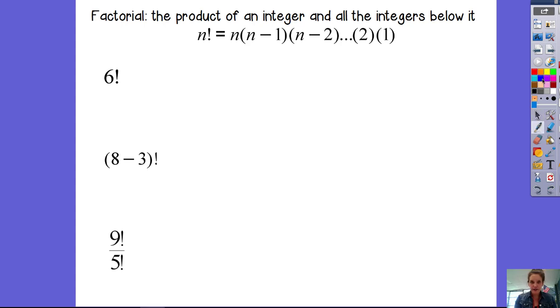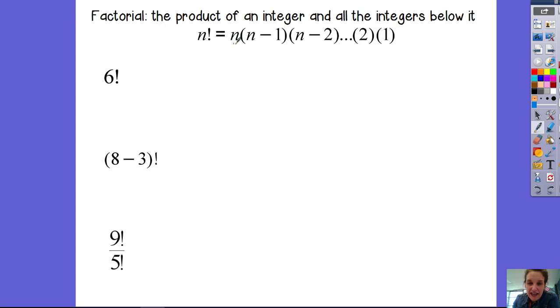A factorial is when you have a number with an exclamation point. So it means what you're going to do is multiply the number by all of the integers below it until you get all the way down to 1. So a factorial is the product of an integer and all of the integers below it until you get to 1. So let's say our integer is n.